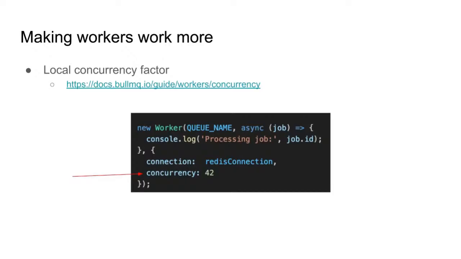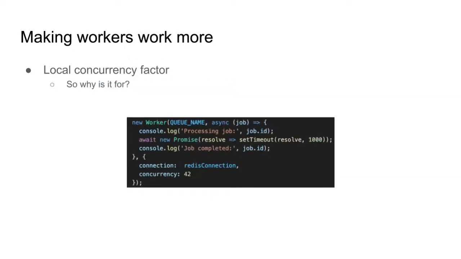The third parameter is the worker options. There's this concurrency parameter that I set to 42 for no reason that will allow the worker to pull up to 42 jobs from the queue at the same time. It will shine if we have an asynchronous call, as I faked here, by resolving this promise that will take 1 second to complete the job. I will postpone the job completion to 1 second. And after that, I will log that the job is completed. The job completion will be blocked by this promise that will take a while to resolve.